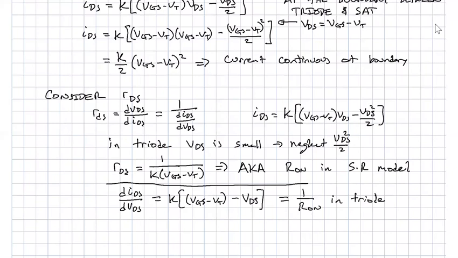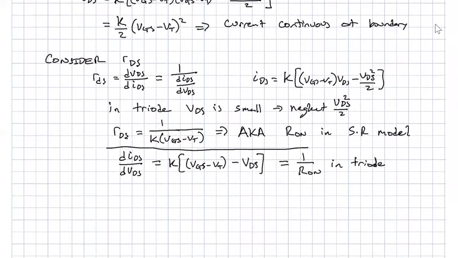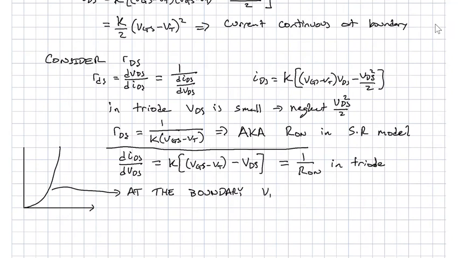And I keep saying triode, we haven't left that. We're always considering it in triode here. But now if we wanted to know what happens at the boundary, and again, at the boundary means at any point along that parabolic curve. So if we wanted to remind ourselves what that looks like, it's true at any point along that boundary. And we know there again, VDS is equal to VGS minus VT.